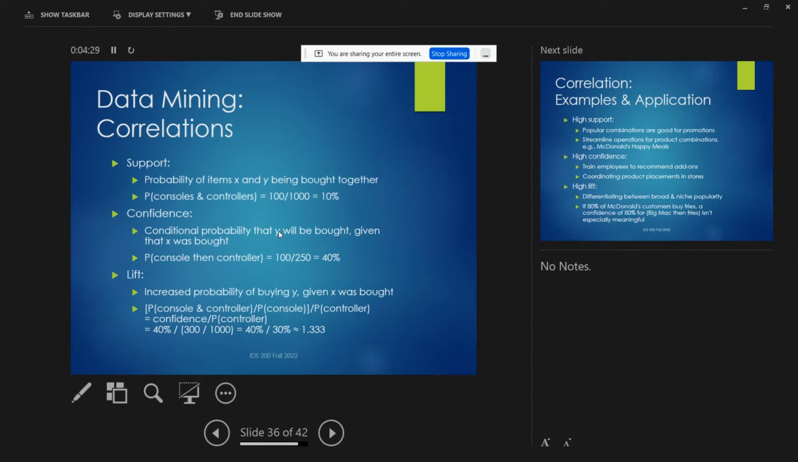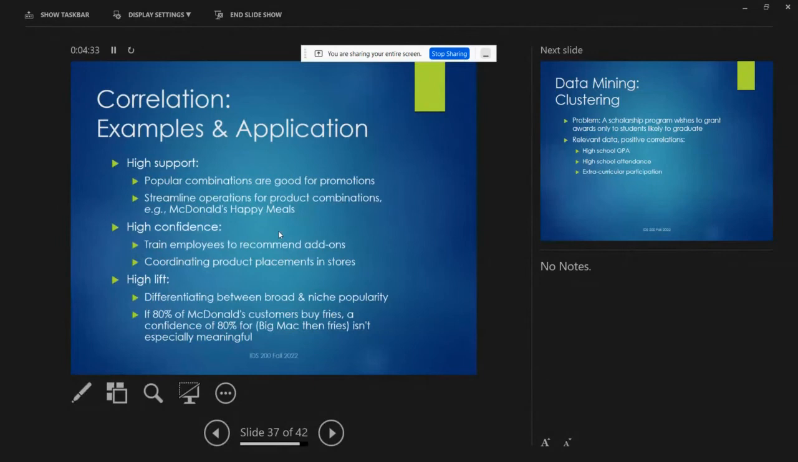Now, that's what those definitions are, but what can we do with them? Well, if you find a pair of items that have high support, that's going to be a popular combination. It's good for promotions. It's what people are coming into your store to buy, right? You can also use that to streamline your operations because you say, hey, here are some things that people very often buy together. That's the root of things like McDonald's Happy Meals, right?